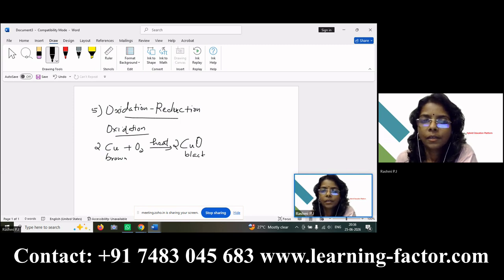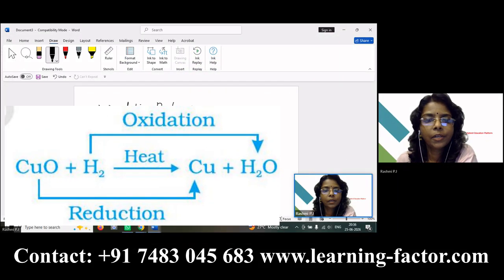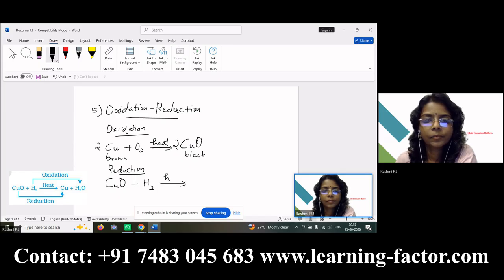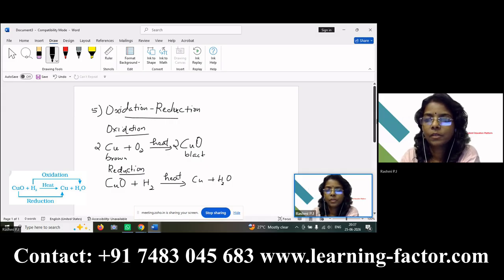And for reduction reaction, the same copper oxide, if we pass hydrogen gas to this copper oxide formed here and heat it, we will get copper plus H2O. So in reduction reaction, we can see here this copper oxide loses oxygen and forms copper.